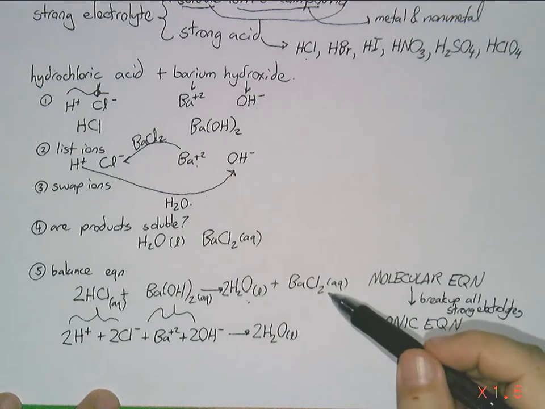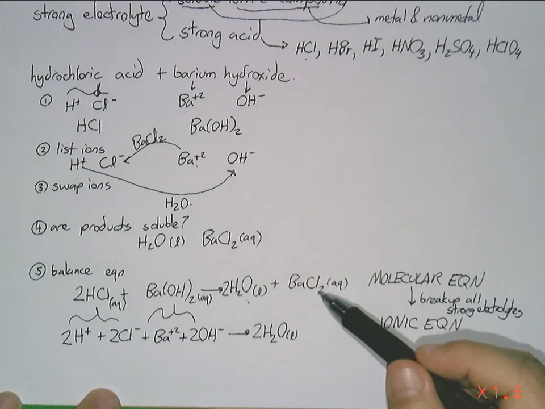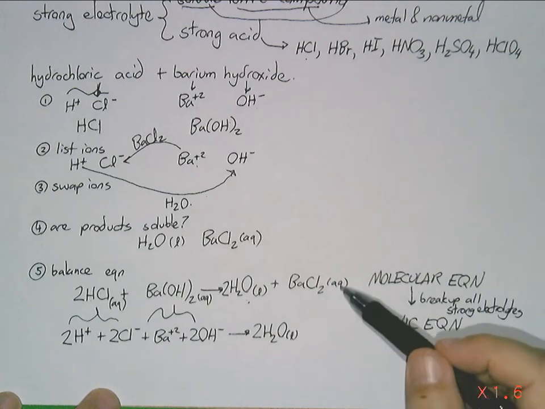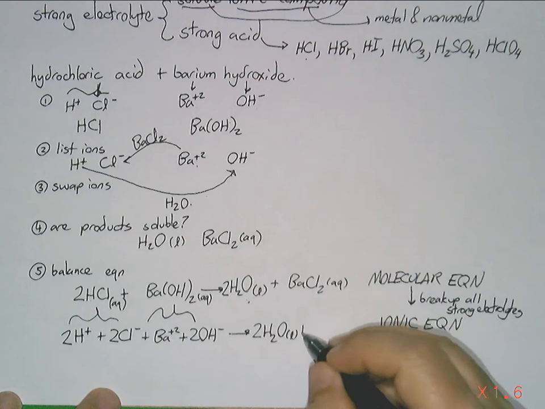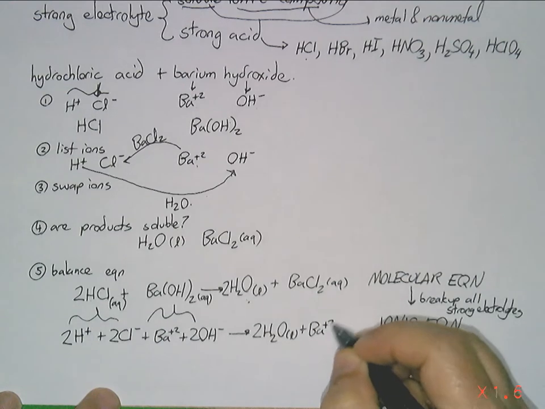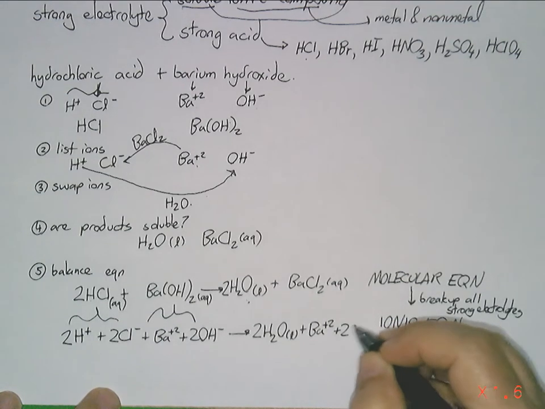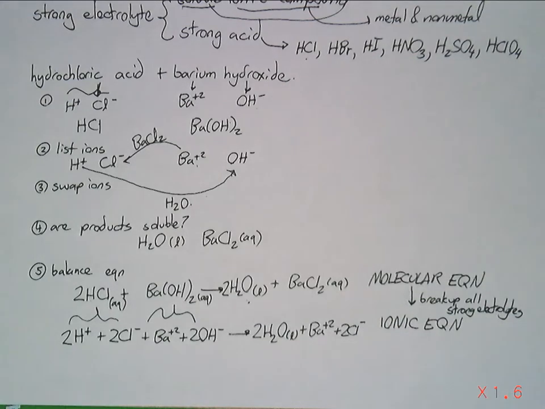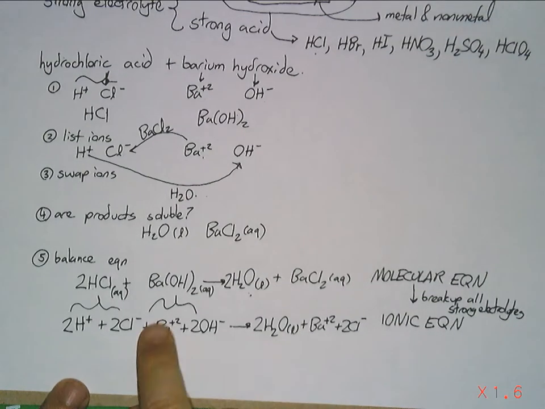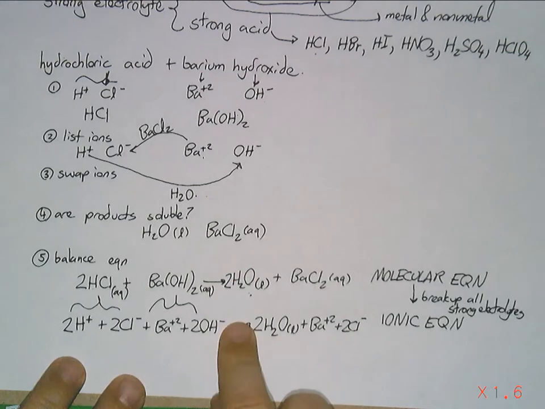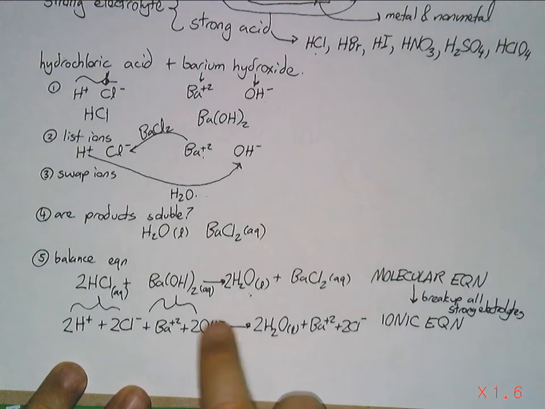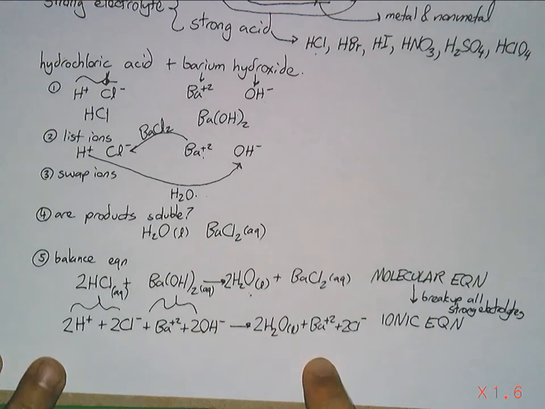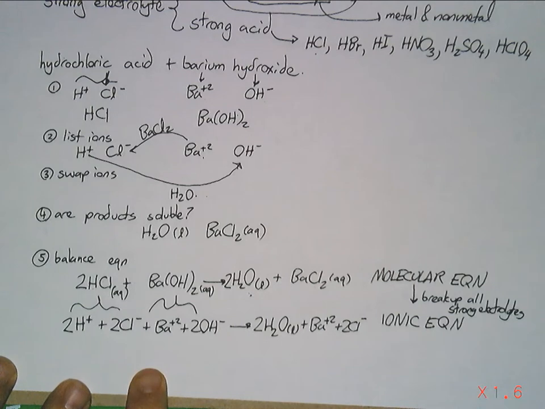How about this one? Is it a strong electrolyte? Yes, because it's got metal and non-metal, and it's soluble, so it'll break up. Alright, so that's called the ionic equation. Now both of these equations are showing you the same chemical change, the same reaction. They're just written different ways. This one looks a lot more complicated, but there is a way for us to simplify it.